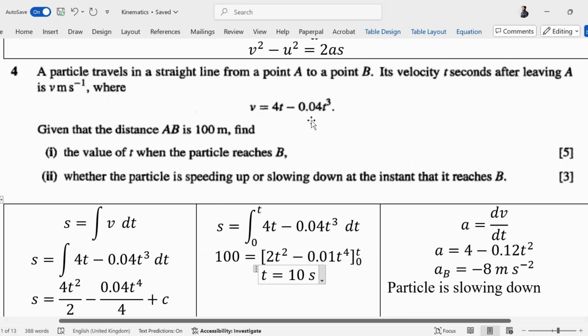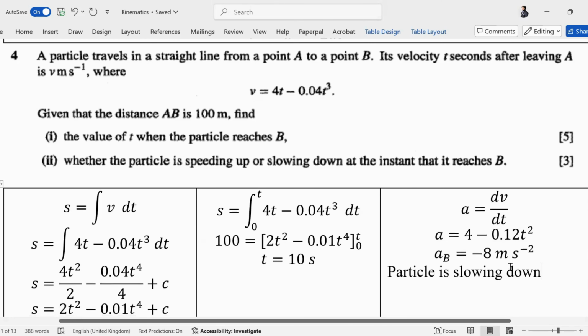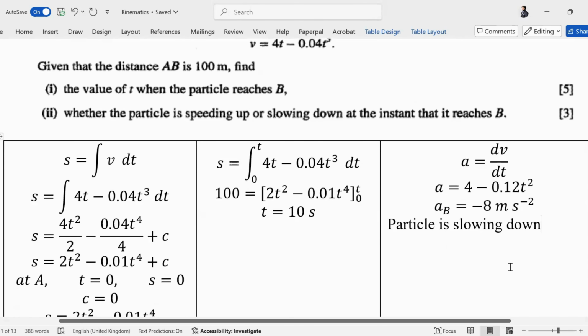If it is negative, it was slowing down, right? So this is obviously when it reaches B, the moment it reaches B. And if acceleration is negative, that means the object was slowing down. Is this clear?